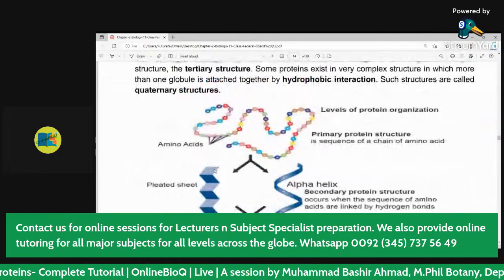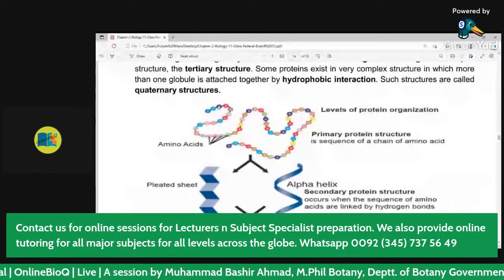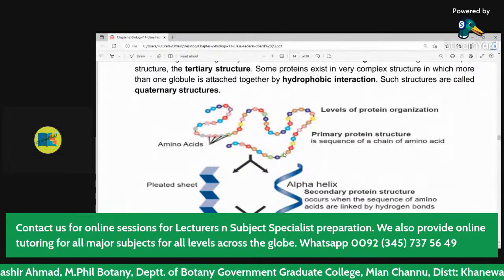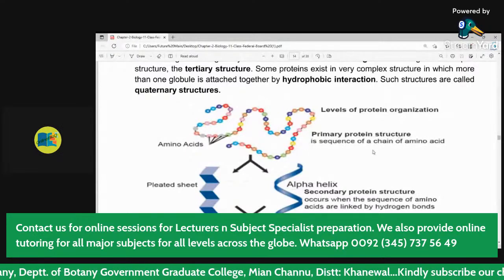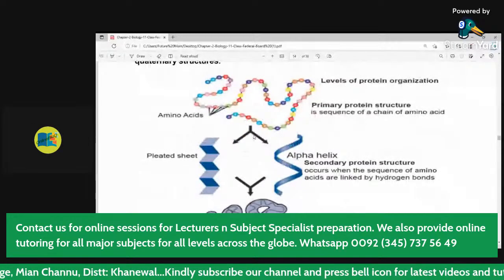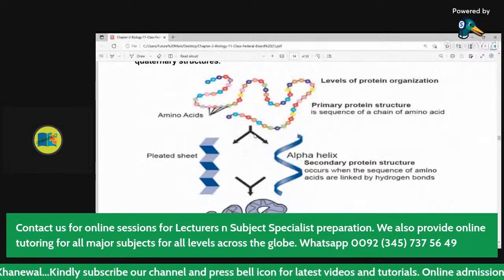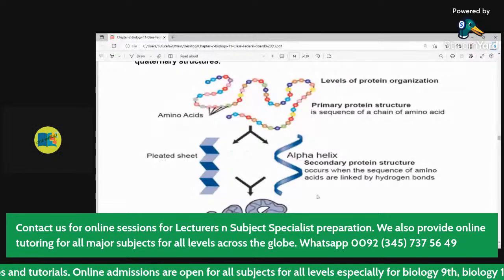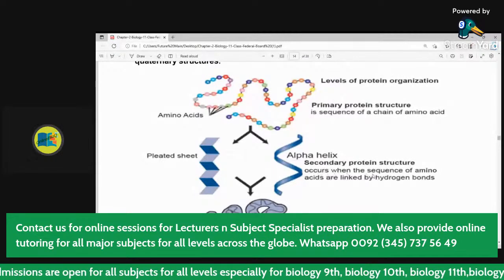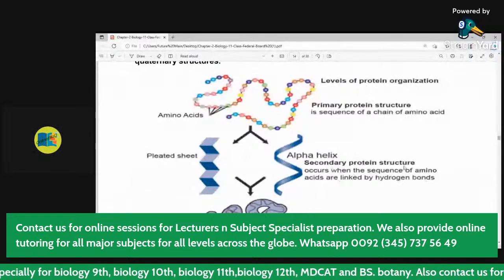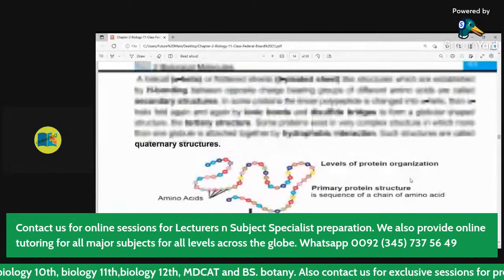This is a linear chain with a specific sequence and number of amino acids in the polypeptide chain. This is the primary protein structure, a sequence of a chain of amino acids. And when conformation takes place, there is the secondary protein structure, which may be an alpha helix or a beta pleated sheet. It occurs when the sequence of amino acids is linked by hydrogen bonds.